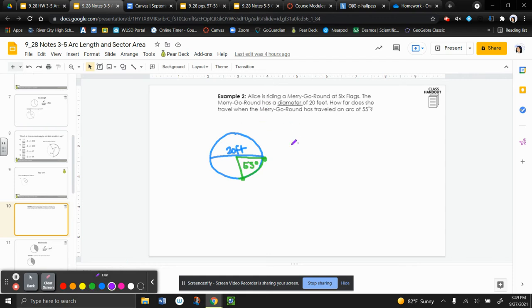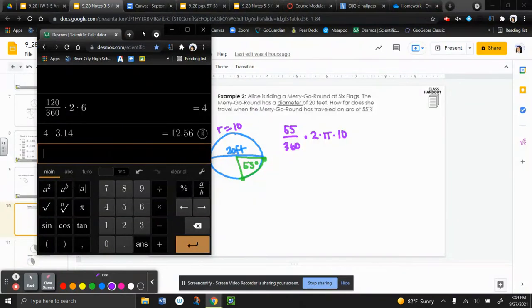Okay, so we're going to be using arc length. So our fraction of the circle is going to be 55 over 360. Remember that in our formula 2 pi r, our radius is half the diameter, so that's going to be 10. So times 2 times pi times my radius, which is going to be 10. You can also think of 2 times pi times r as the same thing as pi times diameter. So in that case, if you want to use just 20 times pi, it's the same thing as 2 times 10 times pi.